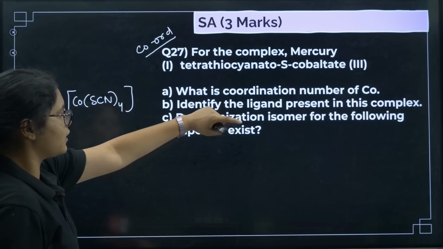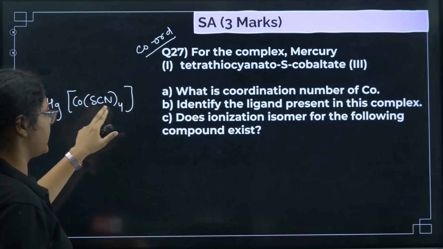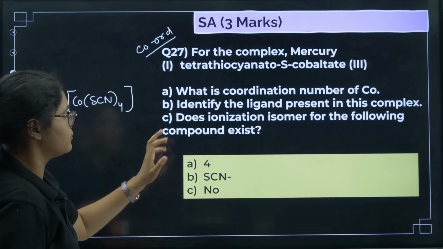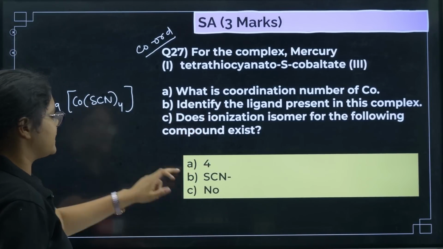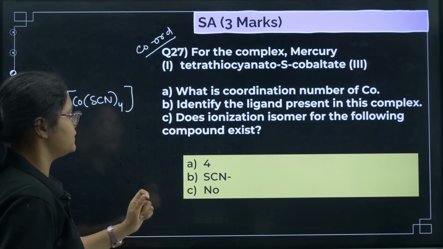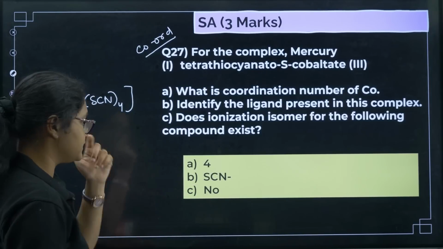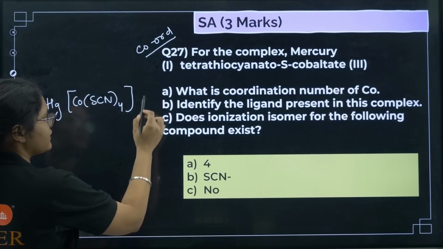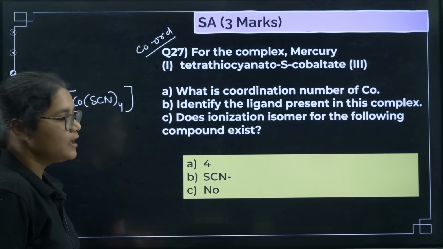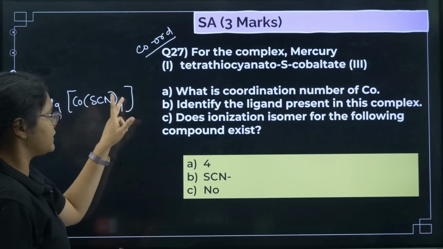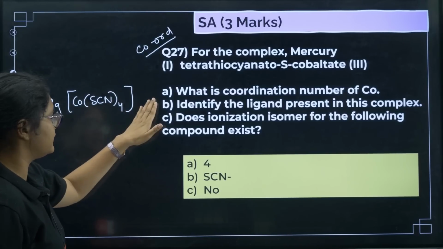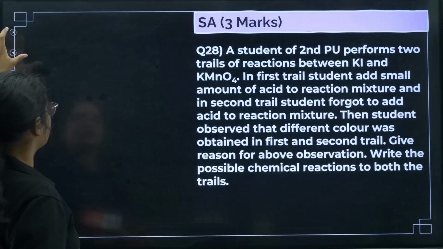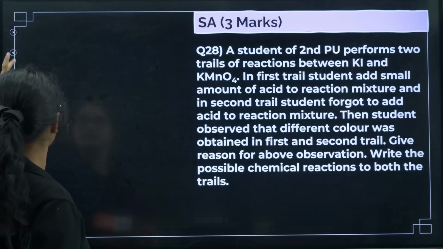Now what is the coordination number of cobalt? So it is 4, right? SCN 4 is there. So here the coordination number will be 4. Now identify the ligand. So the ligand is SCN minus. Does ionization isomerism exist? No. Ionization isomerism will exist if there is some counter ion present. But here we cannot exchange the metal. We can exchange the ligands, but there is no other ligand. So that is why it is no.